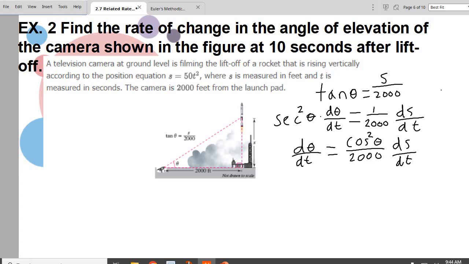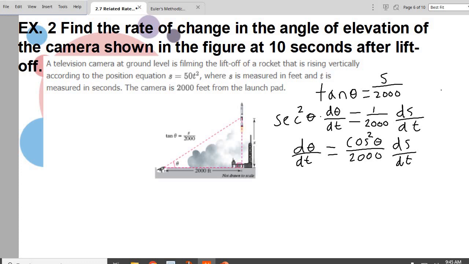We don't have anything to plug right now. They don't give us a whole lot of information as far as numbers go. They do, however, give us a triangle. They also give us an additional formula. So notice that right now we don't have ds dt. However, they give us a formula for s, which means that I can take the derivative of that and plug in 10 seconds. Are we okay with that?